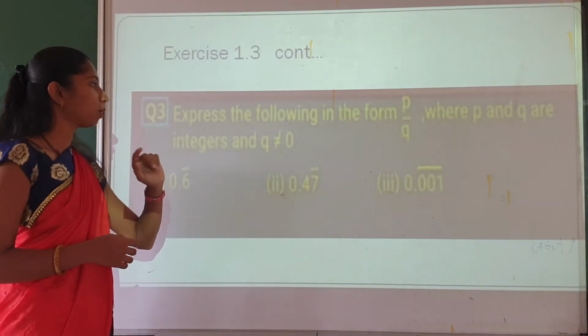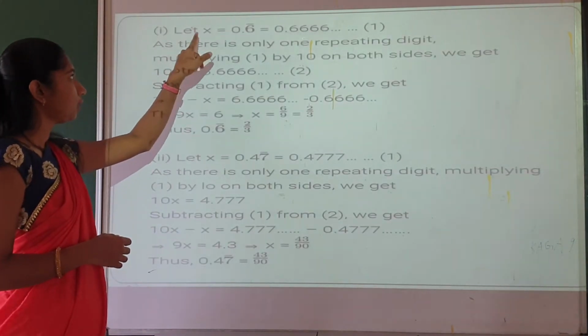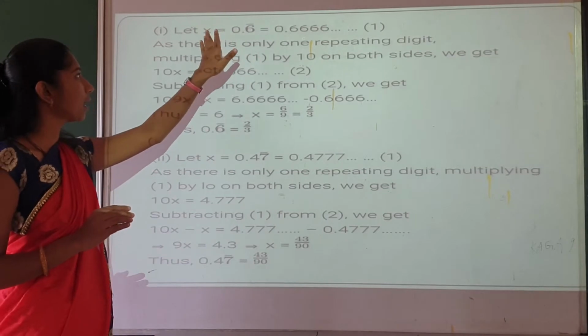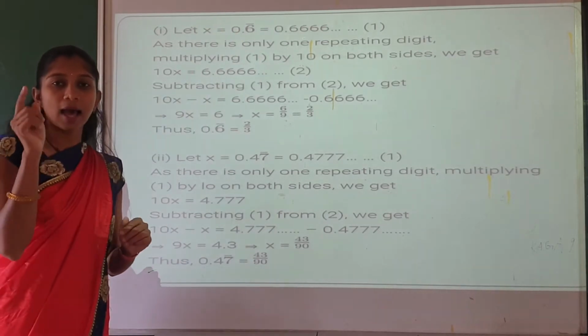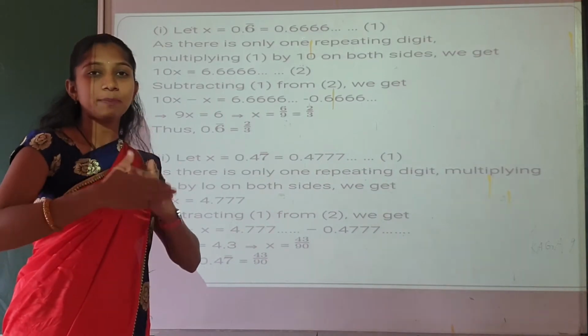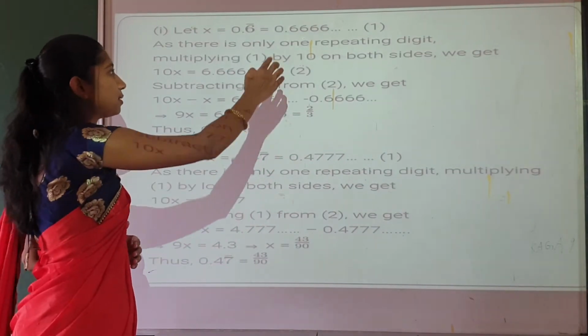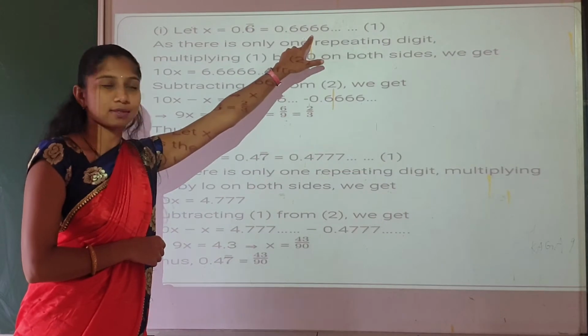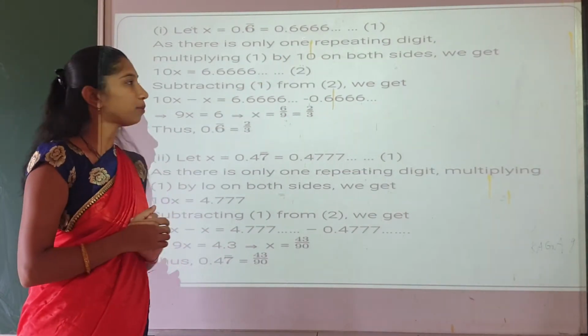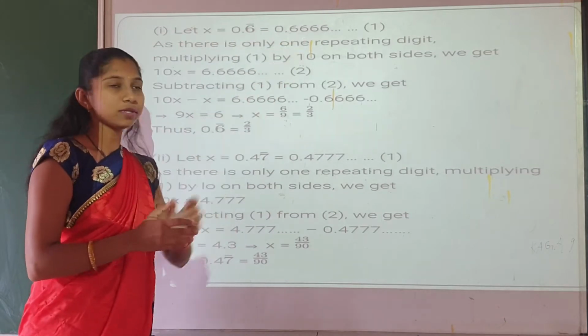What is the third problem here? First we are taking the first subquotient, 0.6 bar. Consider x is equal to 0.6 bar. As the bar is on the 6, the 6 is repeating a number of times, so I have considered the number 0.666. Consider this as equation number 1. What is equation number 1? x is equal to 0.666.